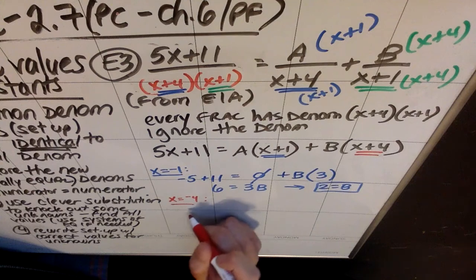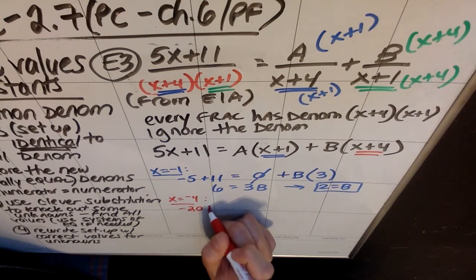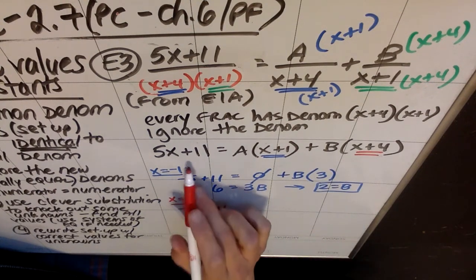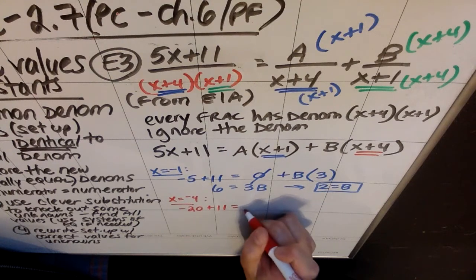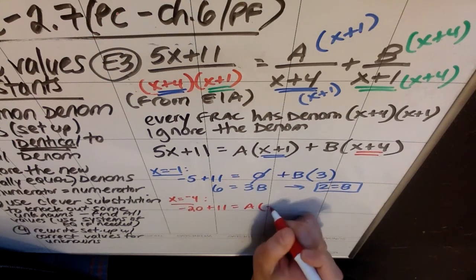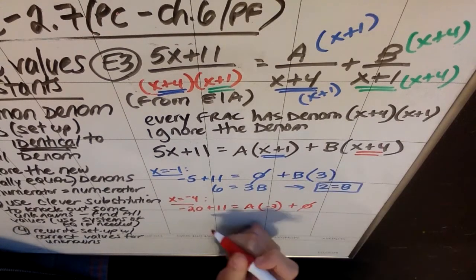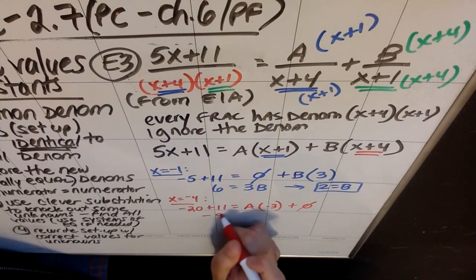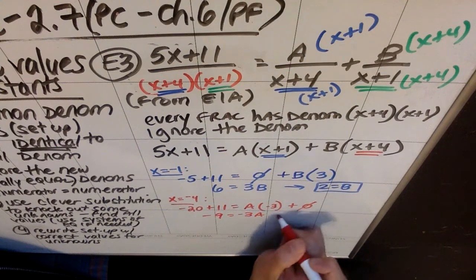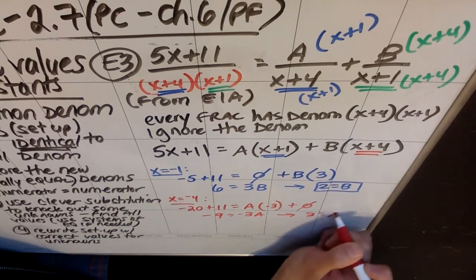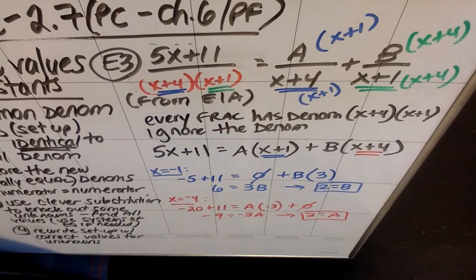So when I pick -4, I'm going to get -20 plus 11, because it'd be -4 times 5, equals A times -3 plus a whole bunch of 0, because when I plug in the -4, that gets knocked out. So I seem to have -9 equals -3A. Seems to me that my A is 3. Right? So once I know A and B, my last step, and it was the last step on this side as well, was to write the final answer.